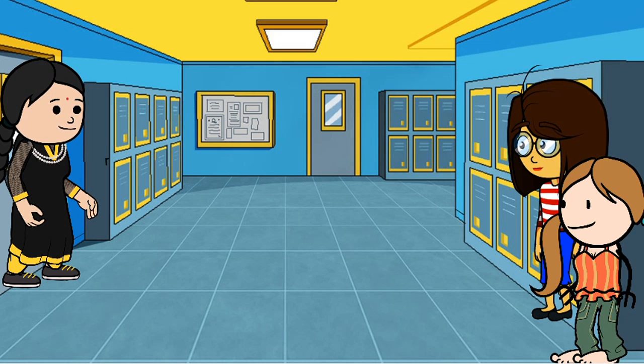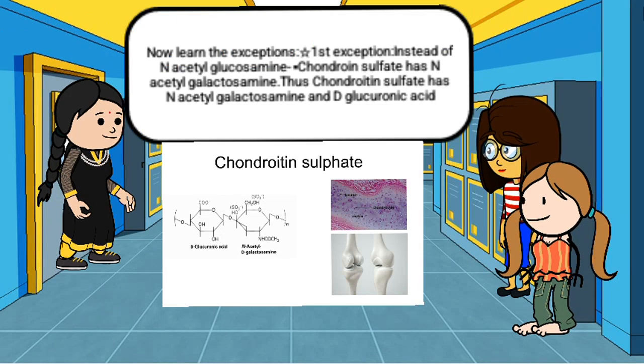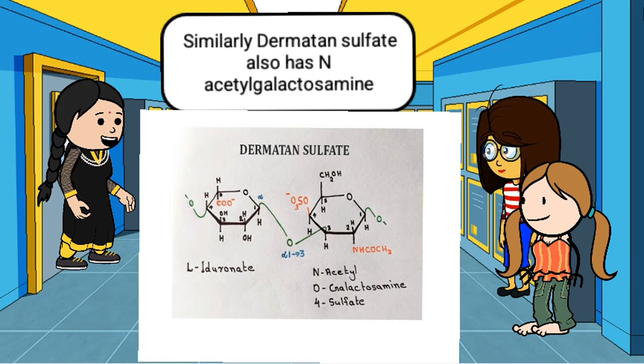Ma'am, can you share any tips to memorize all these structures? Yes, sure. First, learn the general rule that glycosaminoglycans contain N-acetylglucosamine and D-glucuronic acid. Now, learn the exceptions. First exception, instead of N-acetylglucosamine, chondroitin sulfate has N-acetylgalactosamine. So chondroitin sulfate has N-acetylgalactosamine and D-glucuronic acid. Similarly, dermatan sulfate also has N-acetylgalactosamine instead of glucosamine. And the uronic acid can be hyaluronic acid or glucuronic acid.